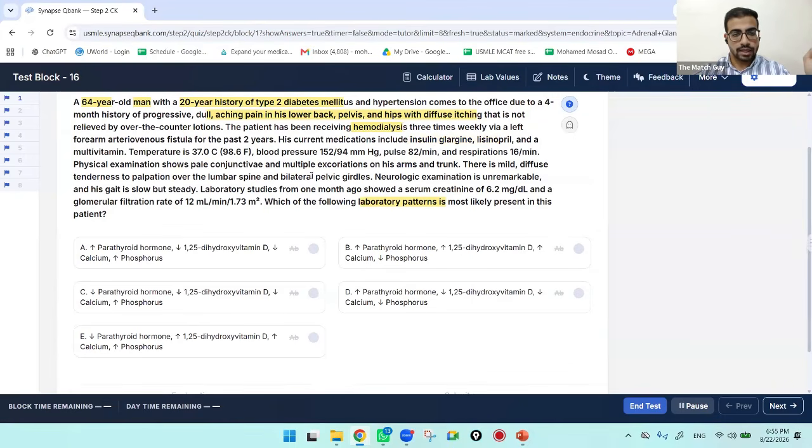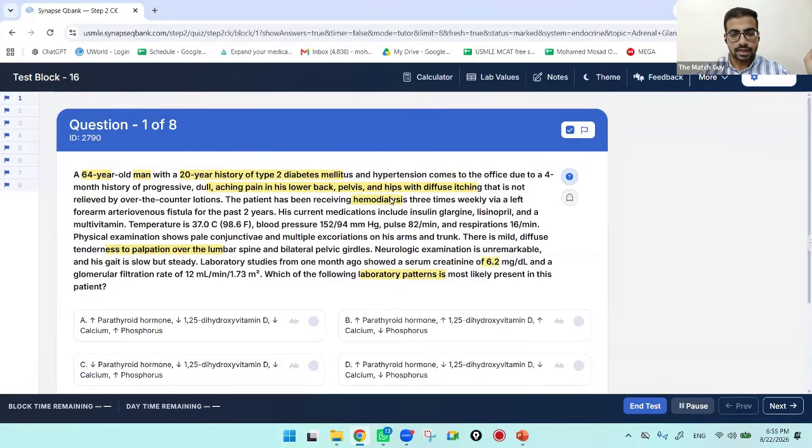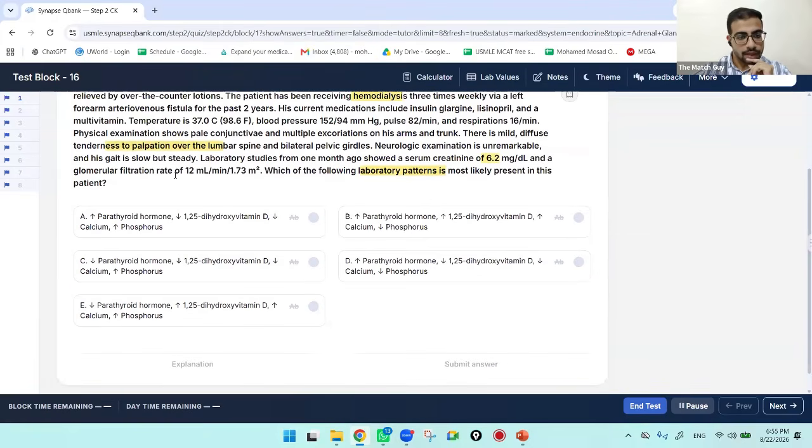I'm jumping to look for my keywords: tenderness to palpation of the lumbar spine, nothing specific. His gait is slow and steady. Okay, just confirming end-stage kidney disease. All I want from here is end-stage kidney disease. Mostly I'm thinking, let's see what is going to happen. So in end-stage kidney disease, it's mostly going to cause increased parathyroid hormone, right? That's secondary hyperparathyroidism.